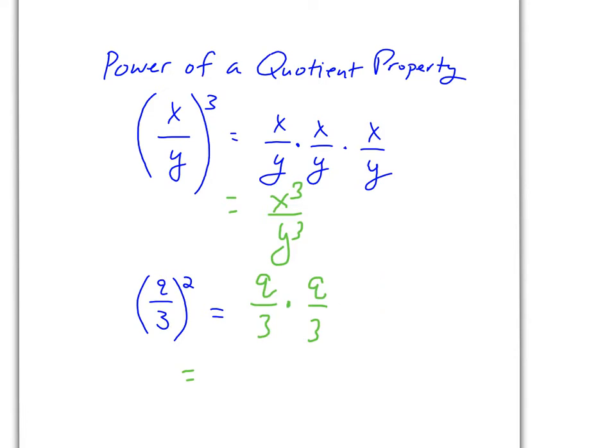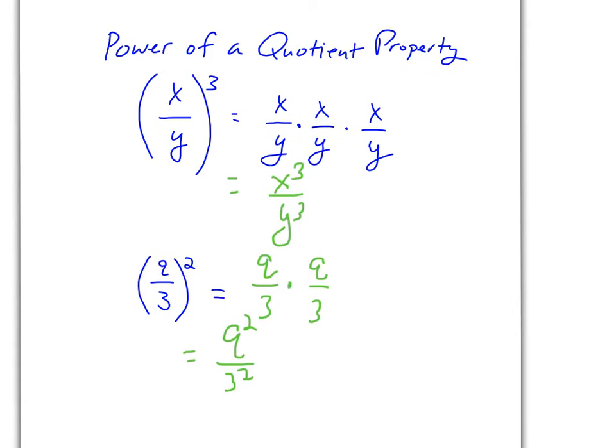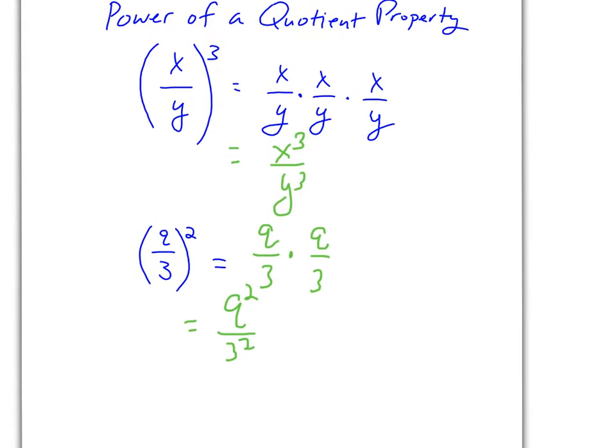So this is really just going to be q squared over 3 squared, and I'll call that q squared over 9.